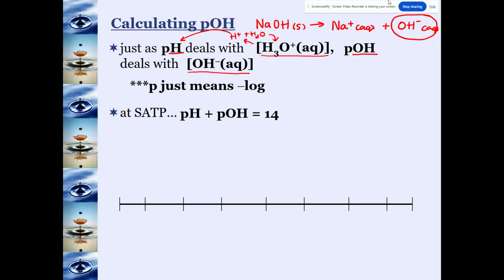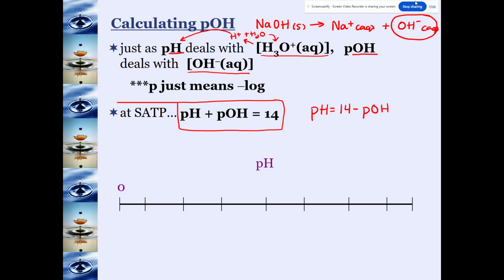Now, what is the relationship between these two scales? They always add up to 14, which means if I want to find pH and I have pOH first because I have hydroxide ions, I just need to subtract it from 14 and that'll give me a value on the pH scale. So the values are essentially opposite.